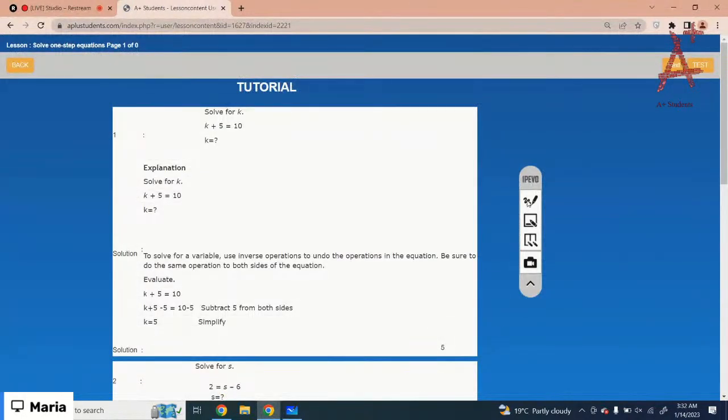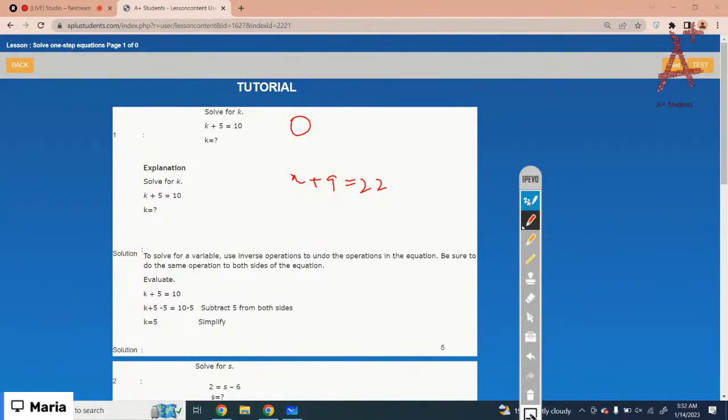Okay, solve for k: k plus 5 equals 10. So you have to solve this equation for k. Basically, you have to find the value of k that satisfies the equation. Got it? So you have to use inverse operations, you have to undo the operations. In this question, k plus 5, 5 is added to k, so you have to undo the addition. The inverse of addition is subtraction. So you have to subtract 5, but on both sides of the equation.